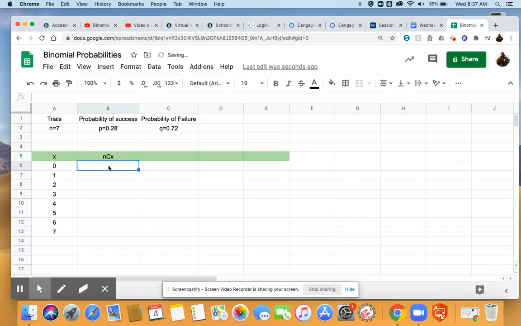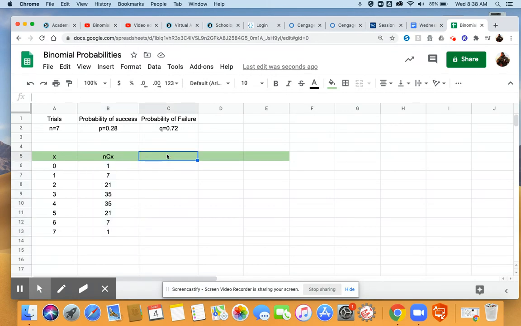So we should remember from section 3.4 that Google Sheets will do a combination for us if we start typing equals combination. We need to put in our n value, which is 7, and our x value, but our x value changes. Sometimes it's 0, it's going to be 1, it's going to be 2, all the way up to 7. So what we're going to do is click on that cell, close our parentheses, and hit enter, and we get 1, and that's the correct answer. Now we're going to drag and drop that down. It's going to do all of those combinations for us very quickly. So we've done the first part of our multiplication here.